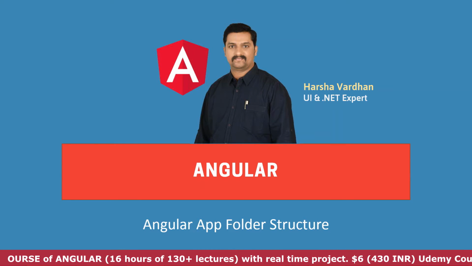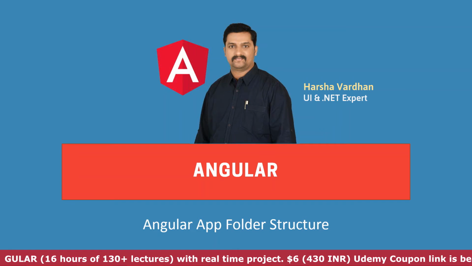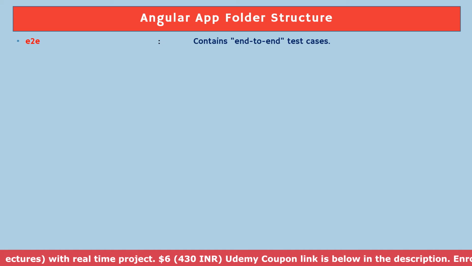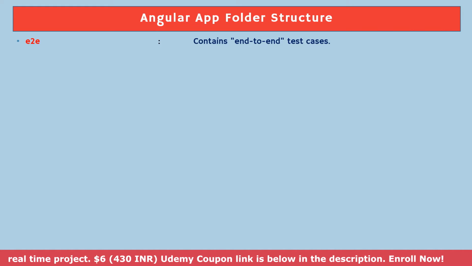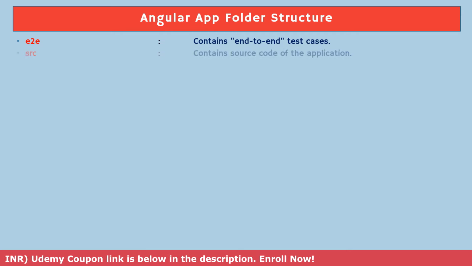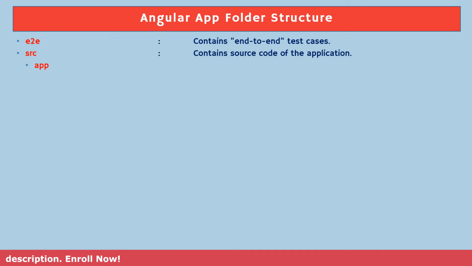Let's understand the folder structure of an Angular application briefly. The e2e folder contains the end-to-end test cases to test the complete functionality of the application. The src folder contains the actual source code of the application. The app folder contains the definitions of all the components, modules, and services.